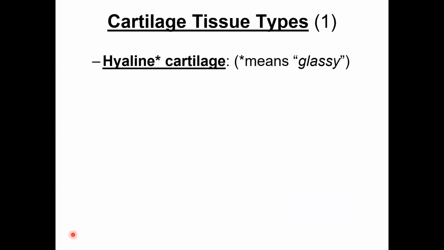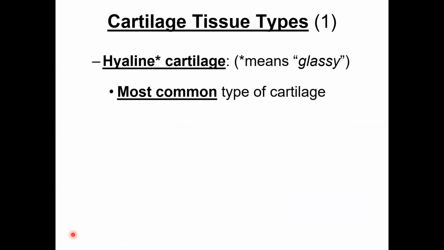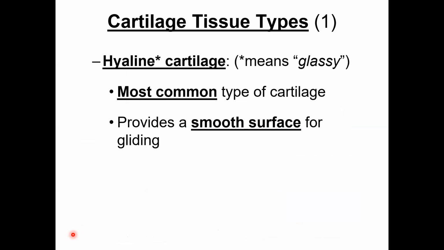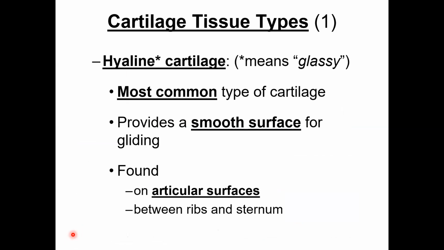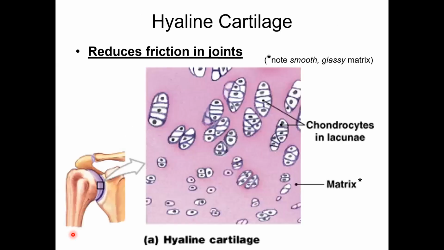Three different types of cartilage tissue. Hyaline cartilage. Hyaline cartilage is very smooth. It's glass-like. It's the most common type of cartilage, and its job is to provide a smooth surface for movement. It reduces friction. So we find it in all the articular surfaces, the movable joints. We find it between the ribs and the sternum. And this is where long bones begin. We'll talk about their role as a precursor to long bones and bone formation later.